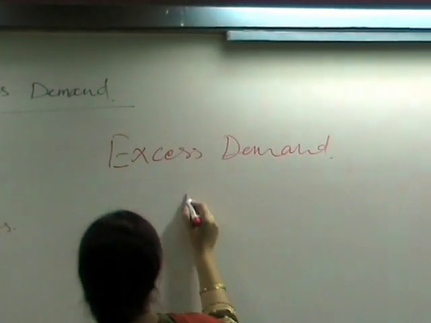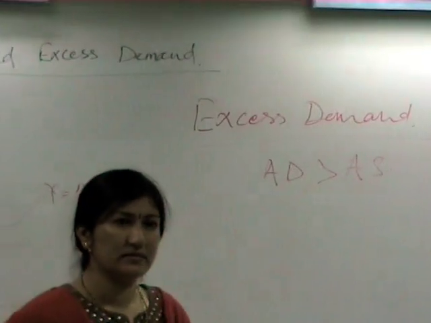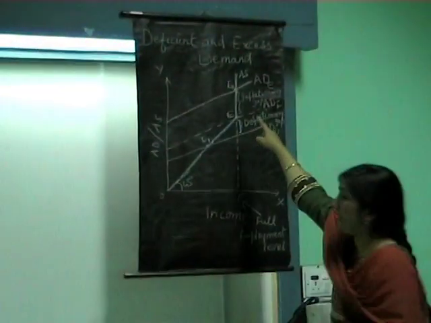Now in this situation, what is happening? AD is greater than AS, and that equilibrium is met at point E2.